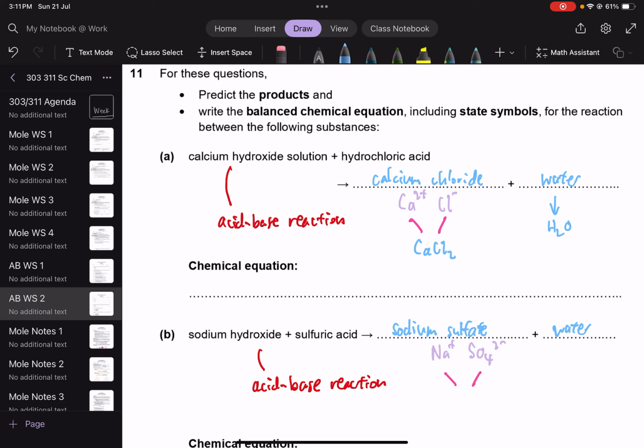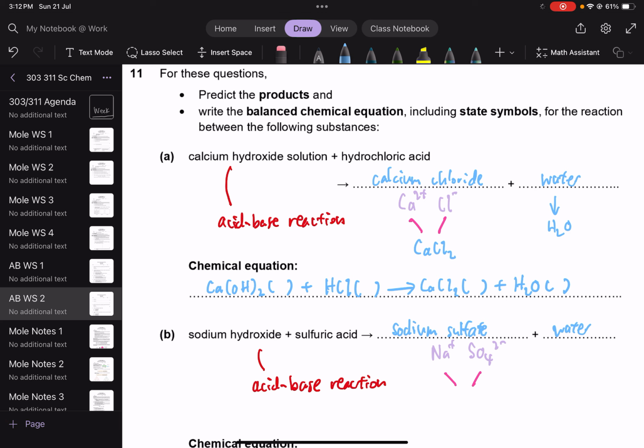Now let's write the chemical formulae of all the reactants and products. Here, let's write calcium hydroxide. This is hydrochloric acid. This is your salt, and this is water.